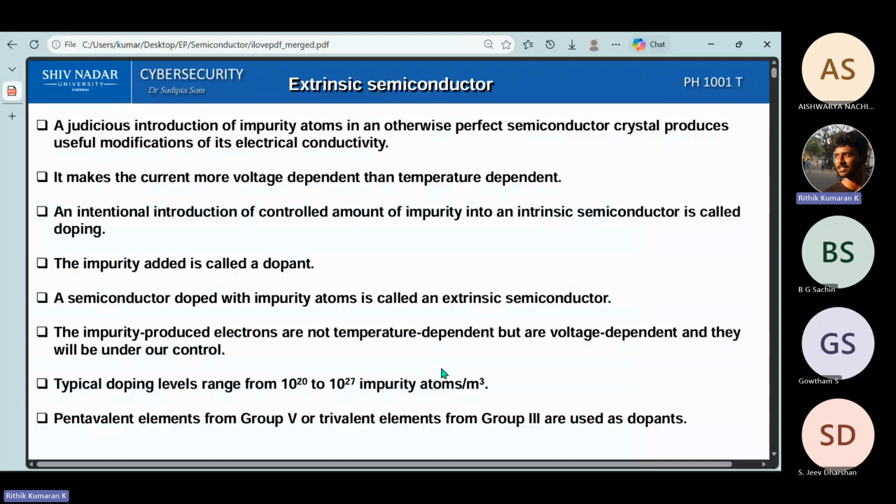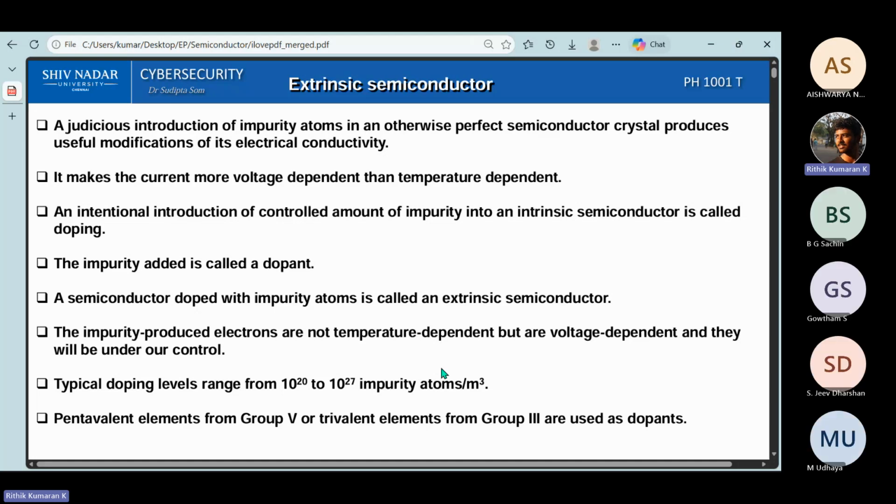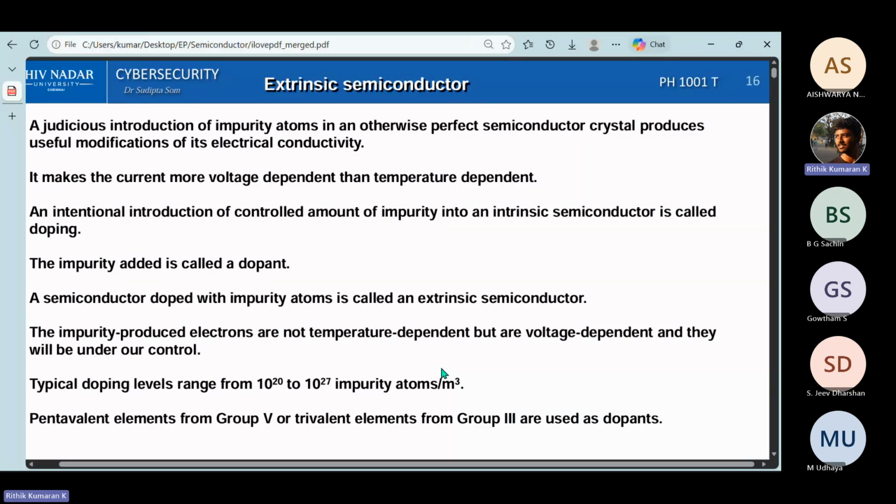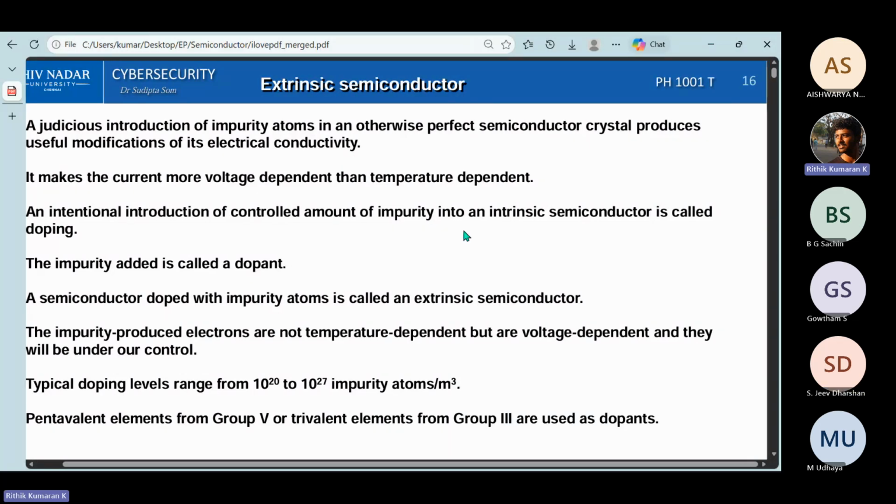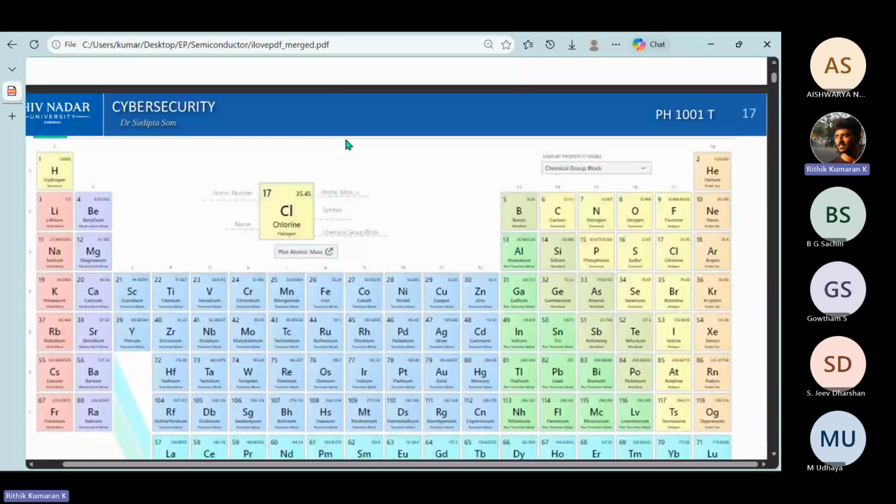As I said, there are two types of dopants you can add: a pentavalent element and a trivalent element. The trivalent element will have 3 valence electrons and belongs to the third group. Where does a pentavalent element go? It will have 5 electrons in the valence shell and it will go to group 5. Okay, the same slide. Going to the next slide. Yeah, this is pretty much the table.